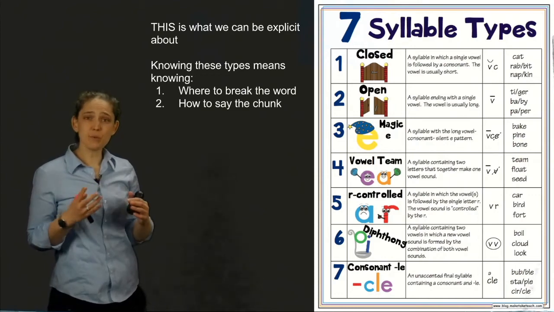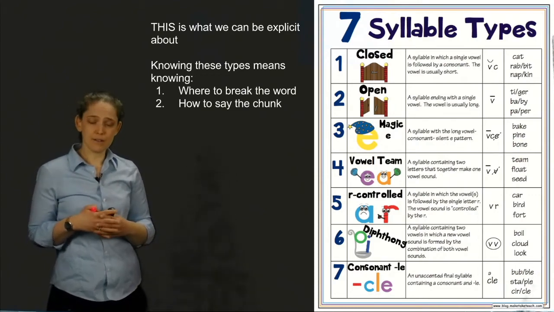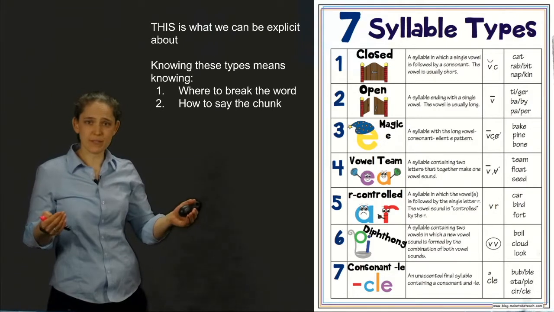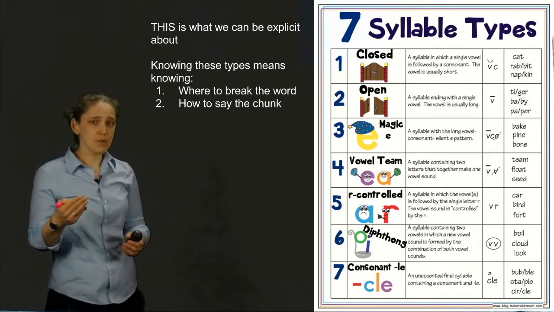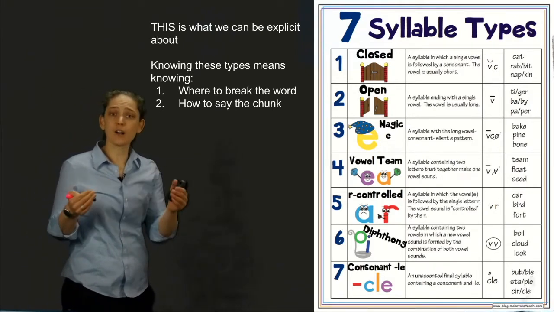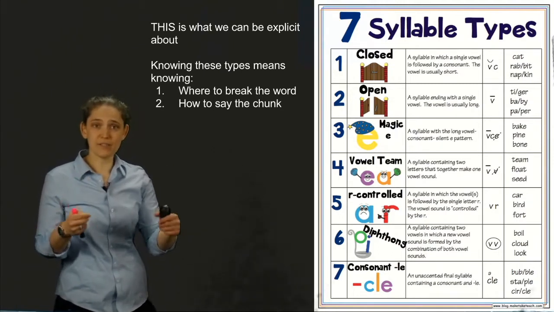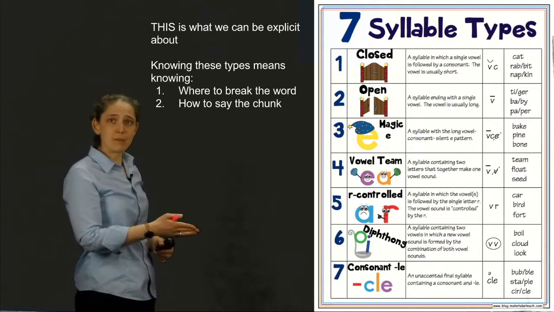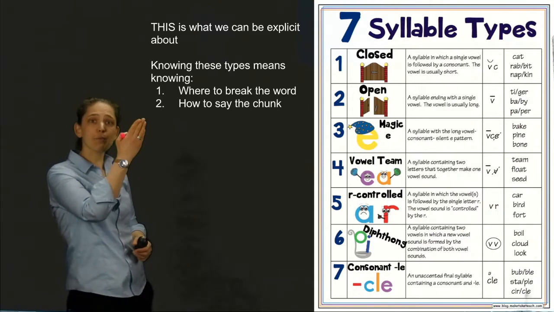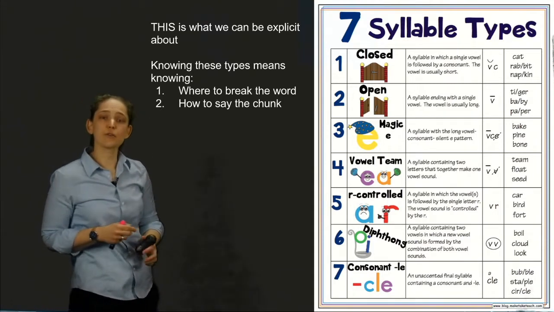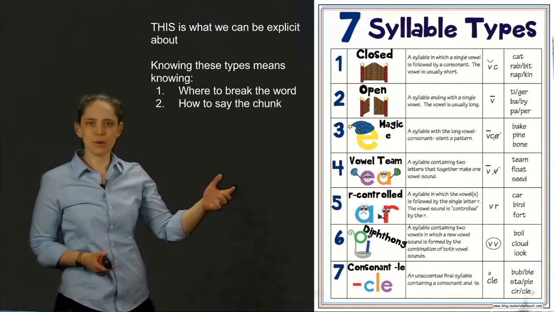Multi-syllabic words. And when we do word work at the level where kids are reading words that go across multiple syllables, we're no longer looking at individual sounds or sound patterns. We're looking at longer patterns, usually at the syllable level. Now, if kids know the syllable types, what that means is they know where to break up words and how to say the chunks. So if they don't recognize any part of the word, that will help them.